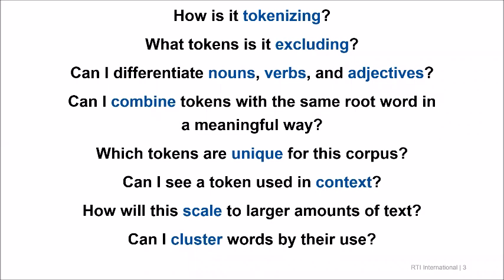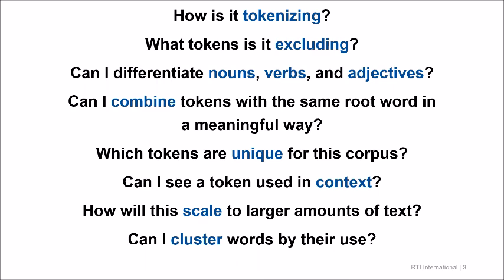Can I differentiate between nouns, verbs, and adjectives? It'd be interesting to say, what are the objects that people are talking about? What are the nouns? What are the actions that are being taken? What are the verbs? And how are people describing things, the adjectives? That'd be great if we could pull those out. Can I combine tokens with the same root word in a meaningful way? That was the blog and blogs idea that I called out there. Can we standardize those?